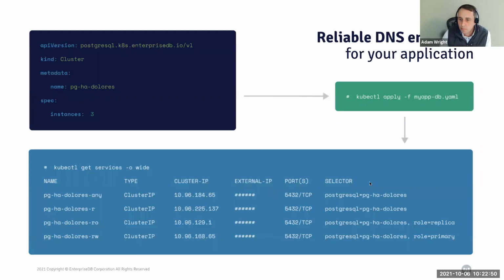And the reason that's important is because if you're running Kubernetes long enough and you have a large Kubernetes cluster, there's going to be a lot of IP churn. So when we create these Kubernetes service objects, these give you a reliable DNS endpoint for your application. So automatically, the operator is going to create these services. We have a read-write service, we have a read service, and then a read-only service.